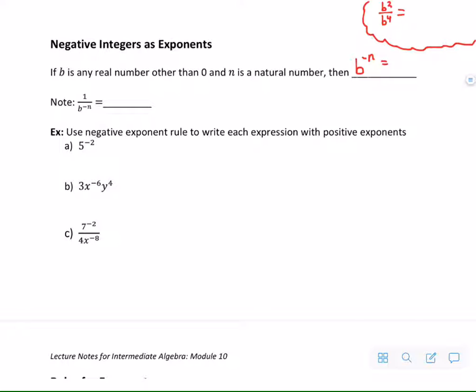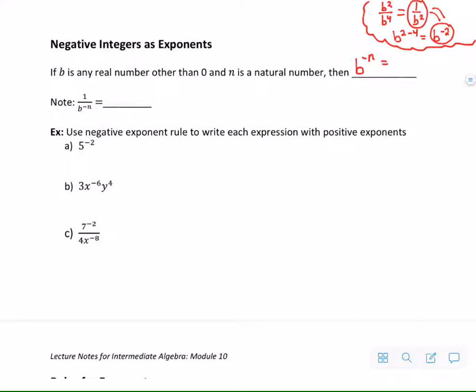B squared over b to the fourth would be 1 over b squared, right? Because you take the larger minus the smaller and keep it on the end with the larger. But I could also do b to the 2 minus 4 and get b to the negative 2. Either way it will work. This is the preferred answer, but this is also true, which means those two have to be equal.